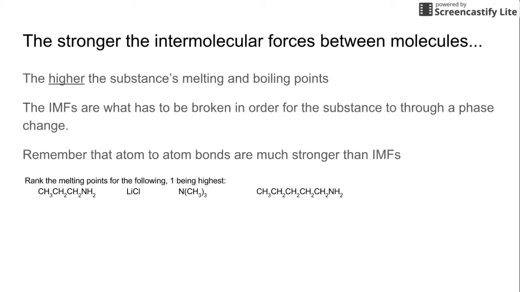And in this homework, I also included some substances that actually have bonds that would have to be broken. So you've got to be able to identify what type of attraction we're dealing with. So remember that atom-to-atom bonds are much stronger than intermolecular forces. These are only about 5% as strong as atom-to-atom bonds are. So in this first one, we're going to rank the melting points for each of these. So the first thing we want to do is go through and identify what type of substance we have here.